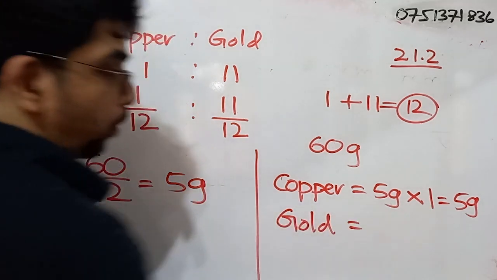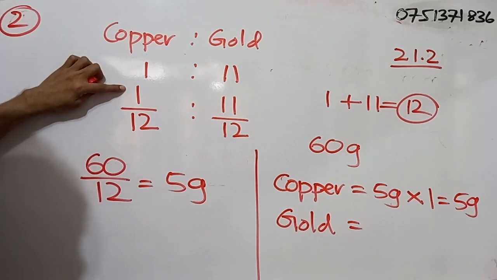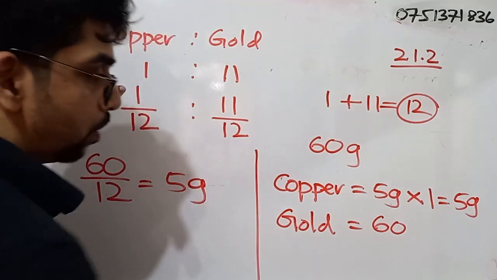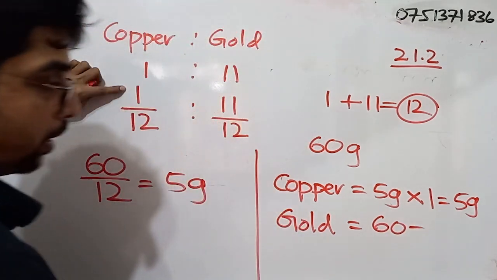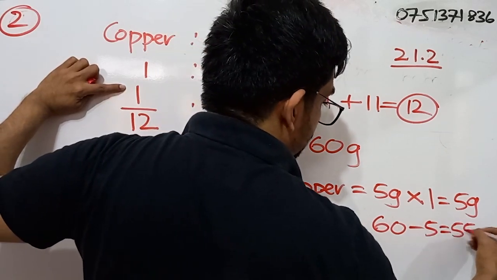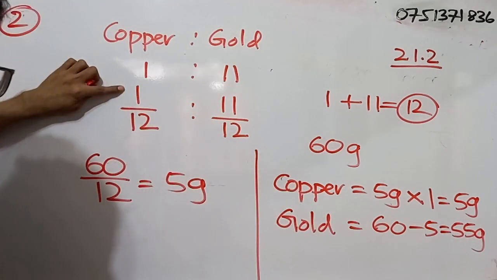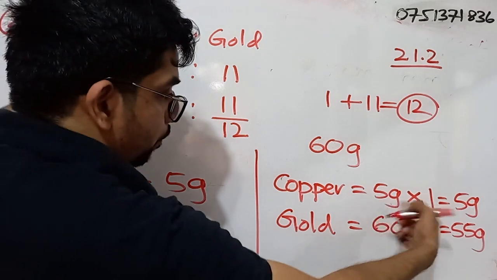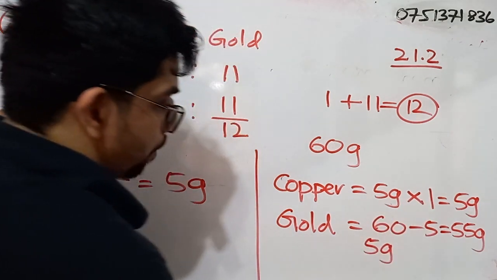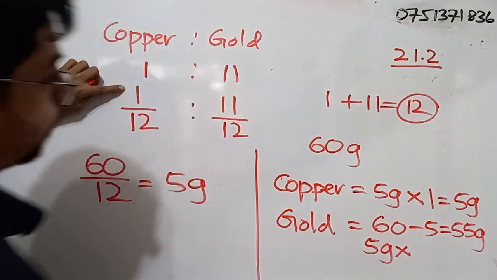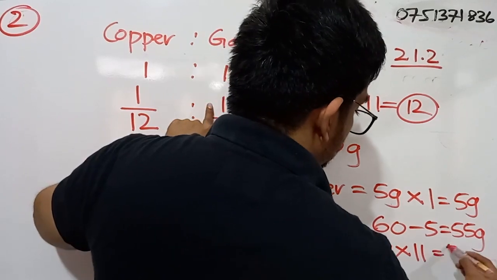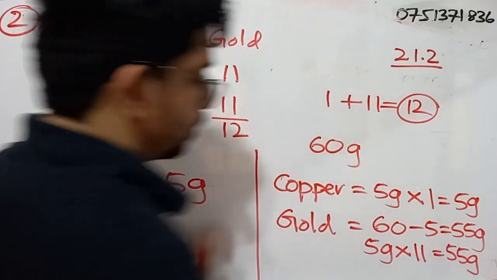So what is the amount of gold? We can do this calculation, or what else we can do? The total amount is what? 60, no? 60 grams. From that, we can subtract the amount of copper, right? So it will be 55 grams. Or simply if we follow the first method, what is the value of one part? 5 grams. We need to multiply that by number of parts, which is 11. So we get what? 55 grams.